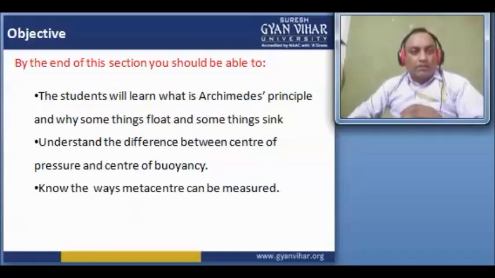These are the objectives of this topic. By the end of this session, the student will learn what the Archimedes principle is, and why something floats and something sinks, right? And understand the difference between center of pressure and center of buoyancy, and know the ways to find the metacentric height.